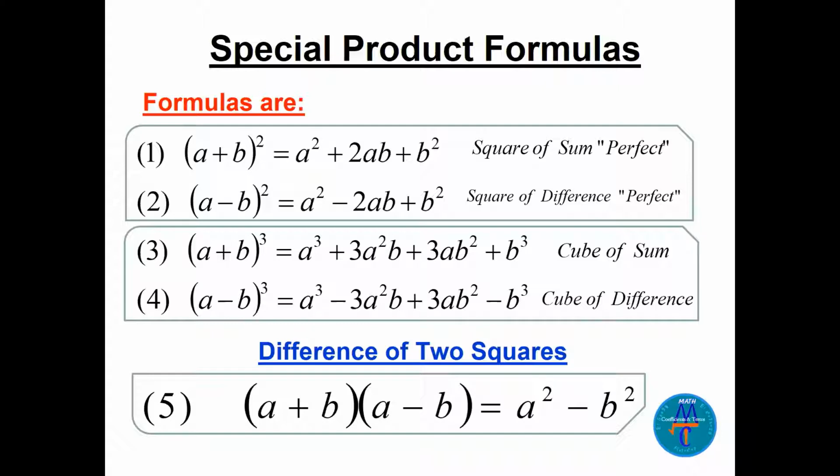A plus B all squared, we call it perfect square, the square of a sum. A minus B squared, this is the second formula. A plus B cubed, this is formula number 3, and formula number 4, A minus B cubed. Formula number 5 is the most important, the difference of two squares: A plus B times A minus B equals A squared minus B squared. We will use these formulas many times in this video when we solve the 9 questions.